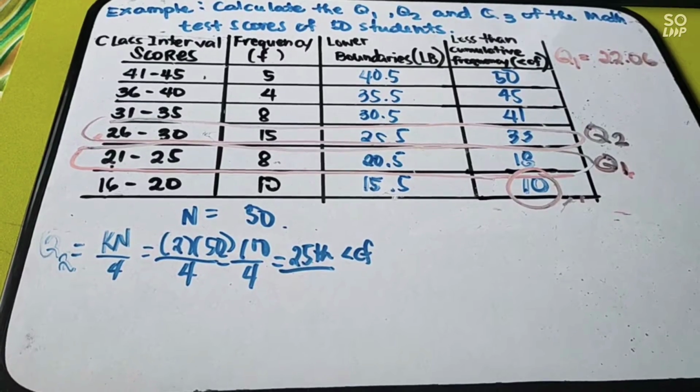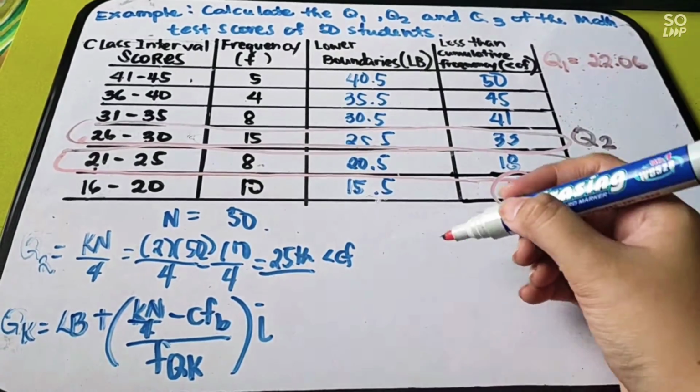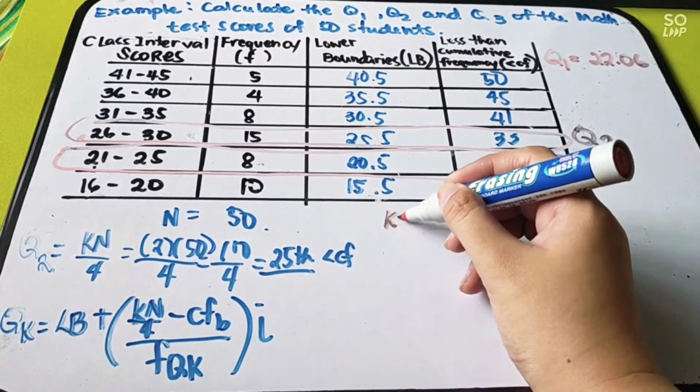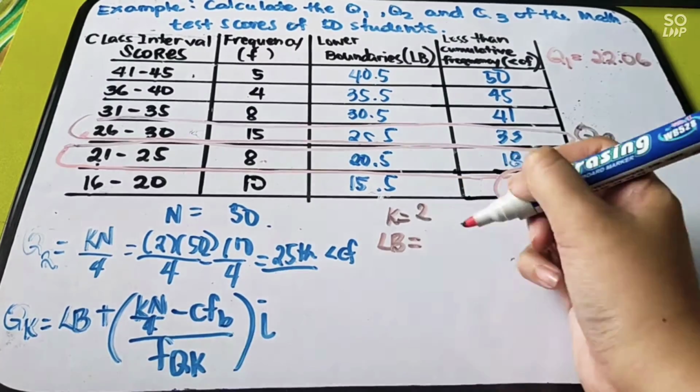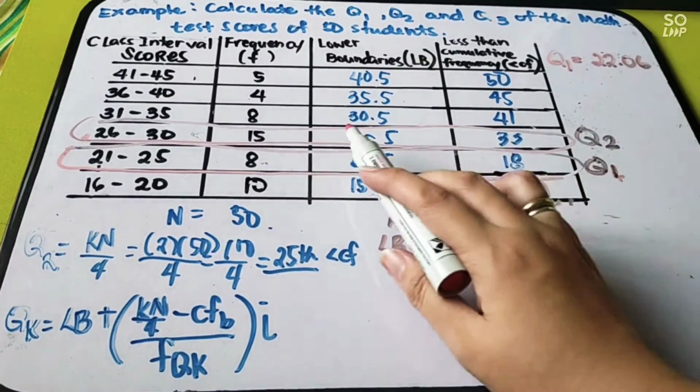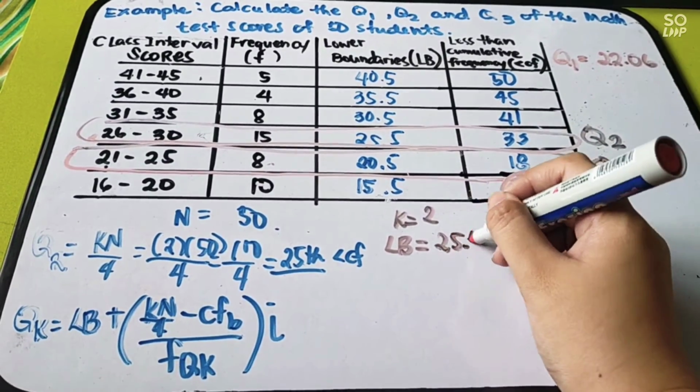So, here's your formula again. Ang K natin ay 2 kasi quartile 2 tayo. Ang LB mo ngayon ni quartile 2, saan ang lower boundaries mo? We have 25.5.